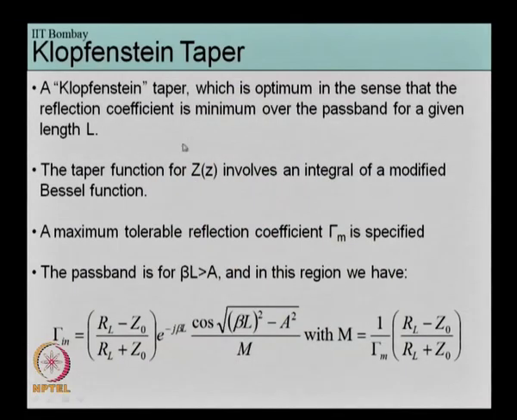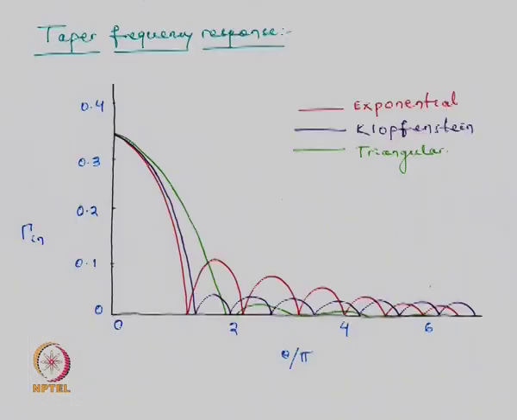So one other type of taper that is commonly used is what is called a Kropfenstein taper. If we can go back to the slides on the monitor, it involves a complicated impedance profile. It is actually the integral of a modified Bessel function, and the expression for gamma in that we get is something like this. And if we again see the Kropfenstein taper, this purple or violet line represents the frequency characteristics of the input reflection coefficient of the various kinds of tapers. And this purple line shows the characteristics of a Kropfenstein taper.